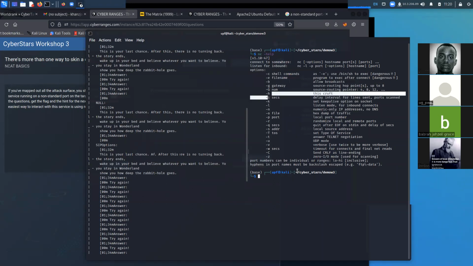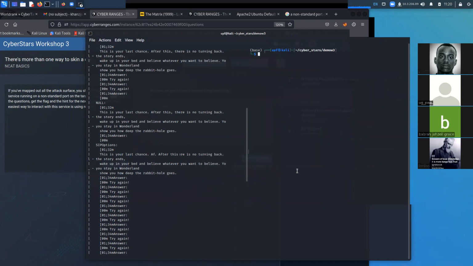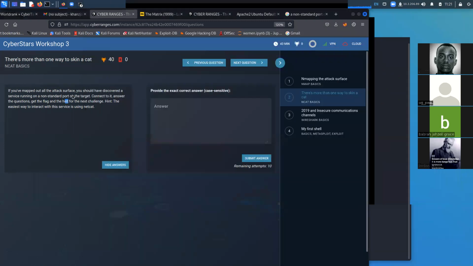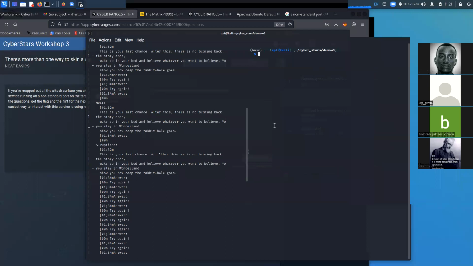Now I want netcat, because they are telling me that I should connect to it and answer the question. So in order to connect to it, I will do nc. nc is a shortcut for netcat, so in Linux you always use nc. It will be followed by, because if you want to connect to a system, you will have to do what?